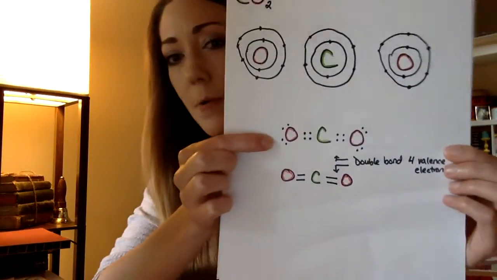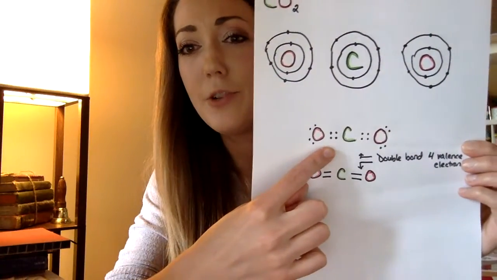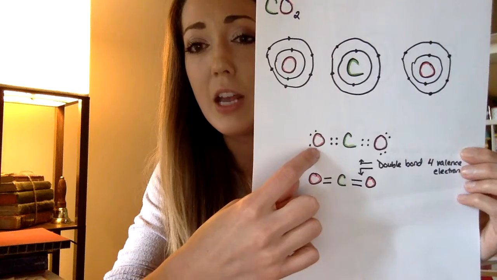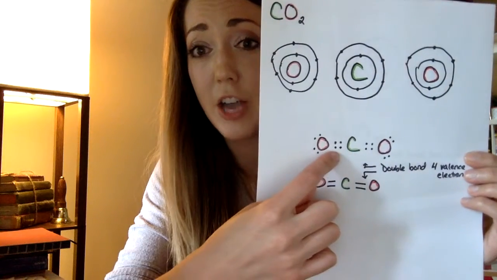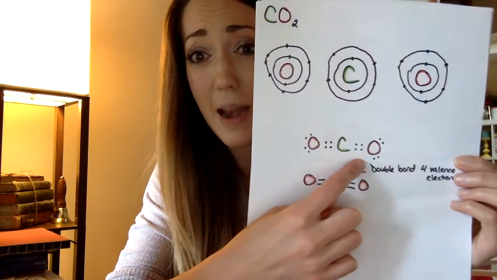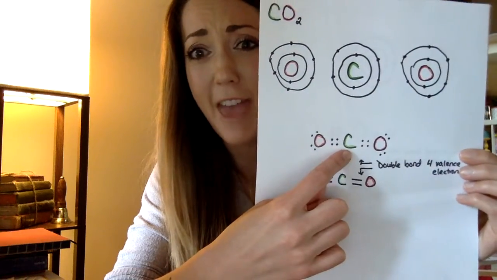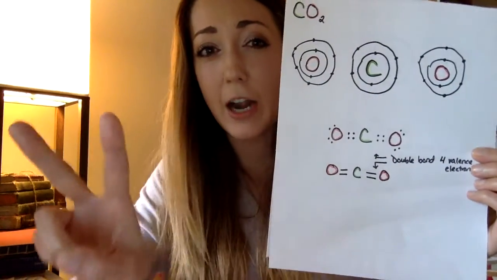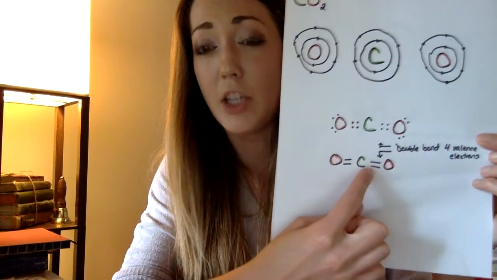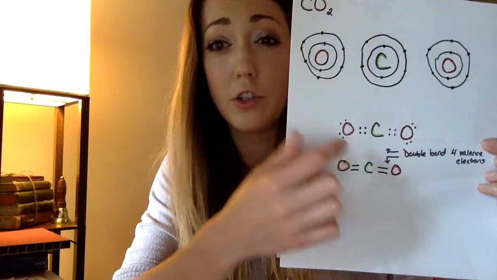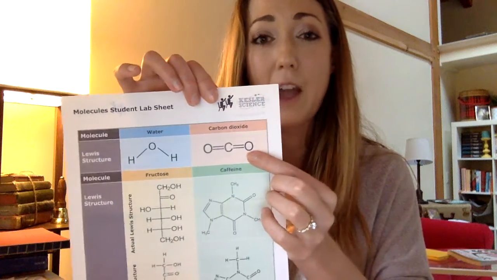So then we look down to our dots here. They do a double bond. So oxygen shares 2 of carbon's for its 8. Carbon shares 2 of oxygen's for its 8. Look at that! They each have 8 by doing a double bond. They each share 2 valence electrons. So the double bond is my 2 lines here, 4 valence electrons total. So if you were to compare that to our lab sheet, 2 lines are double bond, 2 valence electrons. So now, let's make this.